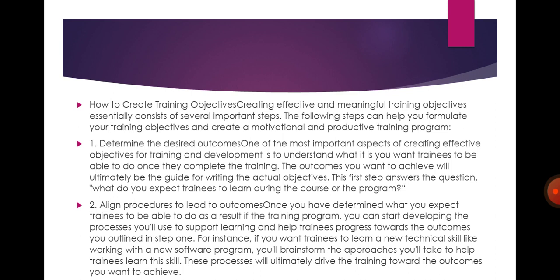One of the most important aspects of creating effective training and development objectives is to understand what you want trainees to be able to do once they complete the training. The outcomes you want to achieve will ultimately be a guide for writing the actual objectives. The first step is to answer the question, what do you expect trainees to learn during the course of the program?